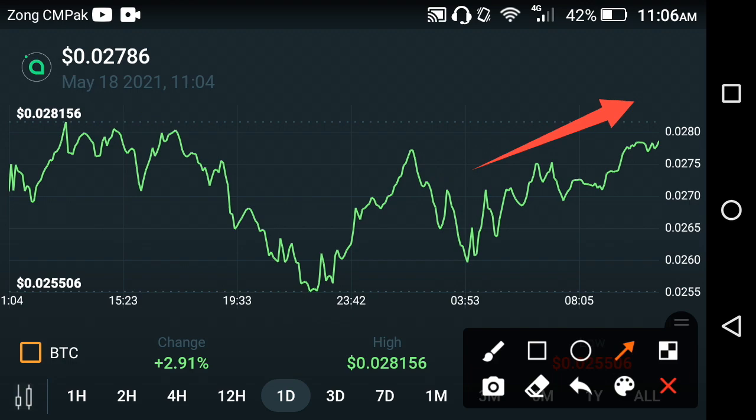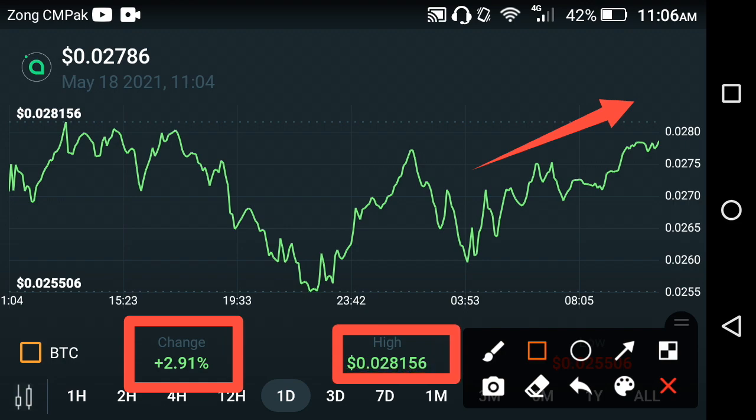Anyways, if you look at the price changes in Siacoin in the last 1 day, positive 2.91% price change occurred in the Siacoin in 24 hours. And the highest price of the Siacoin is 0.028156 USD in the last 24 hours, friends.